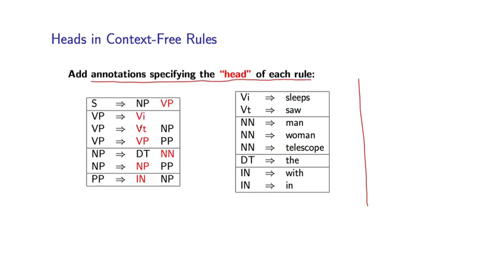The key idea is going to be for each rule in the grammar to identify one of the children of that rule as what's called the head of that rule. So I've used red to denote the head of each rule. So VP is the head of S, VI is the head of VP, VT is the head of VP, and so on. So we're choosing one of the children to be the head of the rule, and so this is in some sense an additional piece of information in our context-free grammar. We don't just have the rules, we also have annotations specifying the heads. So that's the abstract idea.